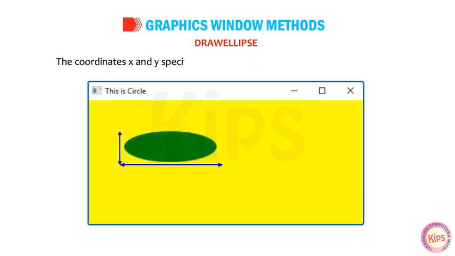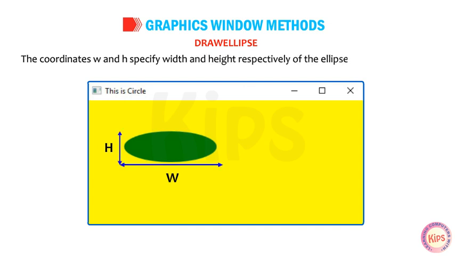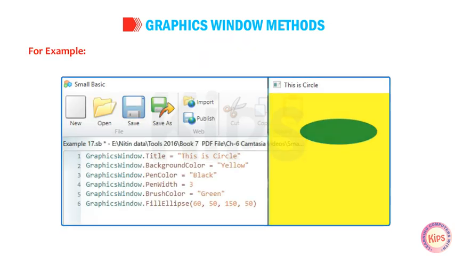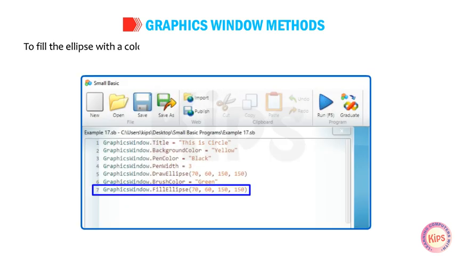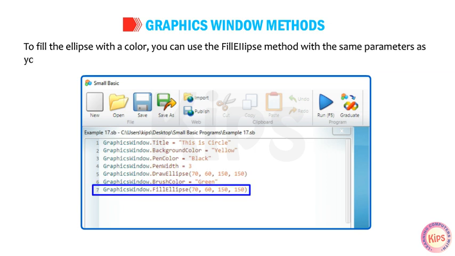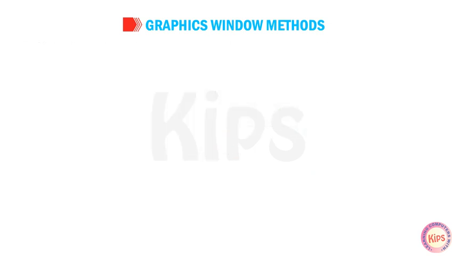The coordinates x and y specify the position of the starting point of the ellipse. The coordinates w and h specify the width and height respectively of the ellipse at the x, y coordinate on the screen. For example, GraphicsWindow.DrawEllipse(60, 50, 150, 50). To fill the ellipse with a color, you can use the FillEllipse method with the same parameters as you specified in DrawEllipse.